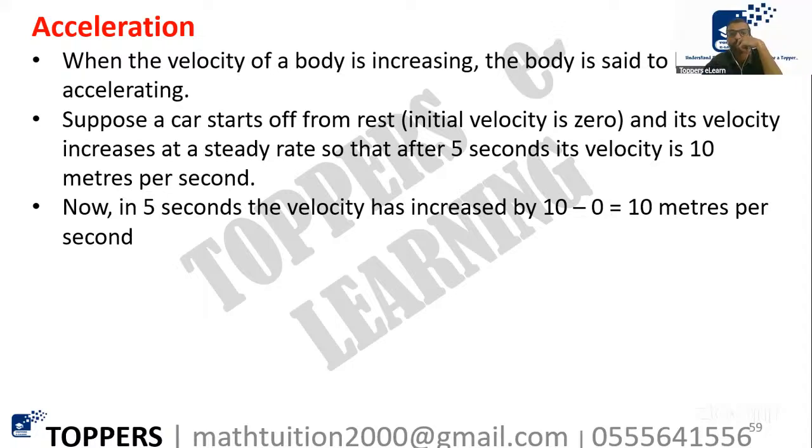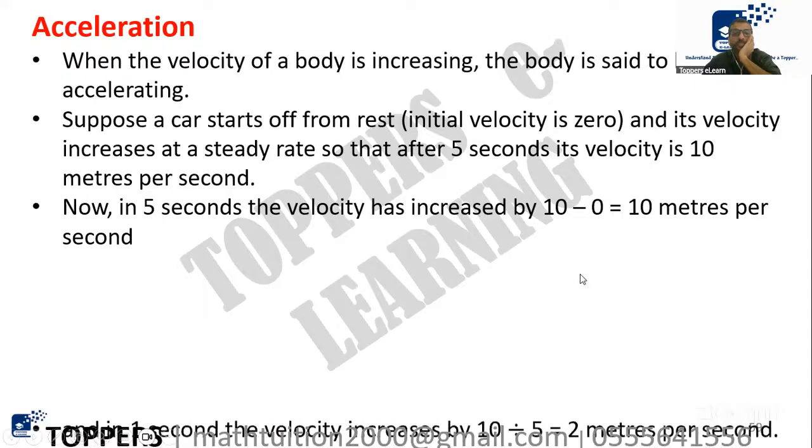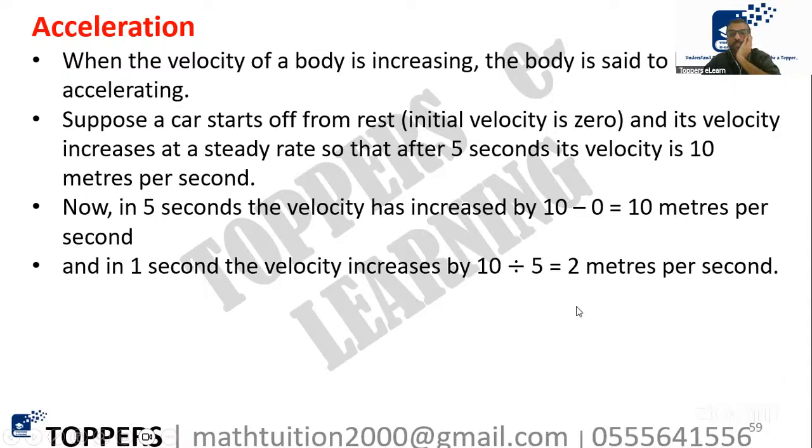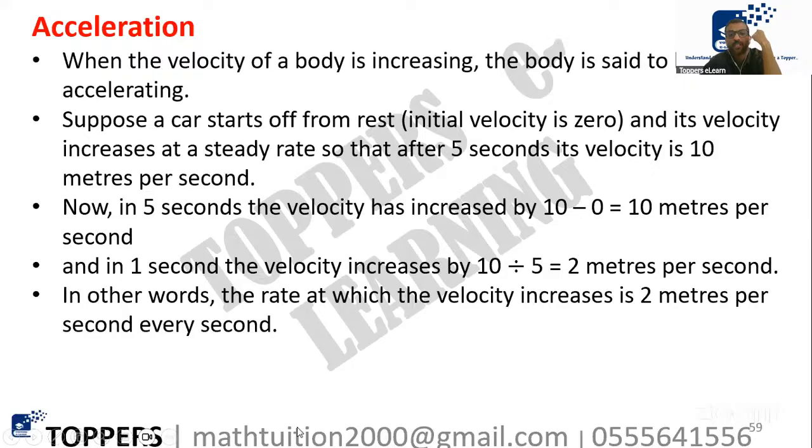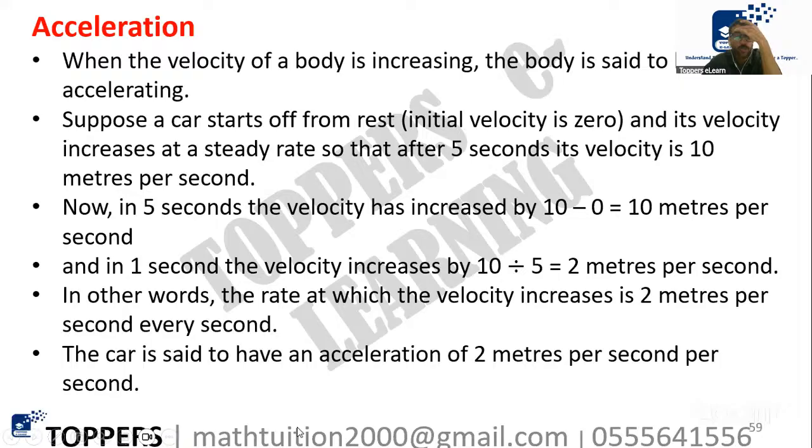How much time is taken? If it is 5 seconds, what can we say? We divide by 5. Change in velocity divided by time. So we can say acceleration is 2 meters per second. In other words, the rate at which velocity increases is 2 meters per second at every second. So the car is said to have an acceleration of 2 meters per second per second.